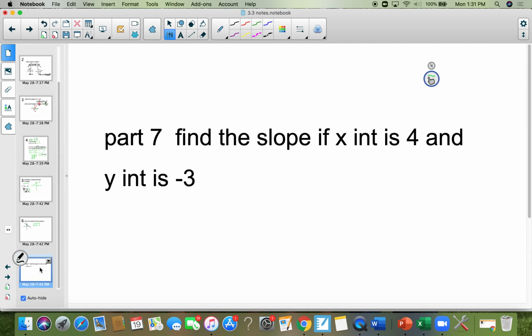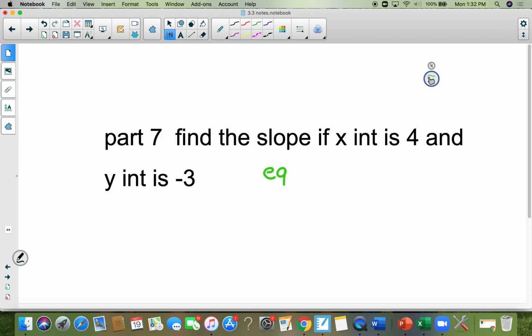And we have one more thing of notes. Find the slope if the x-intercept is 4 and the y-intercept is -3. I'm even going to go farther. Instead of finding the slope, I'm going to actually find the equation.